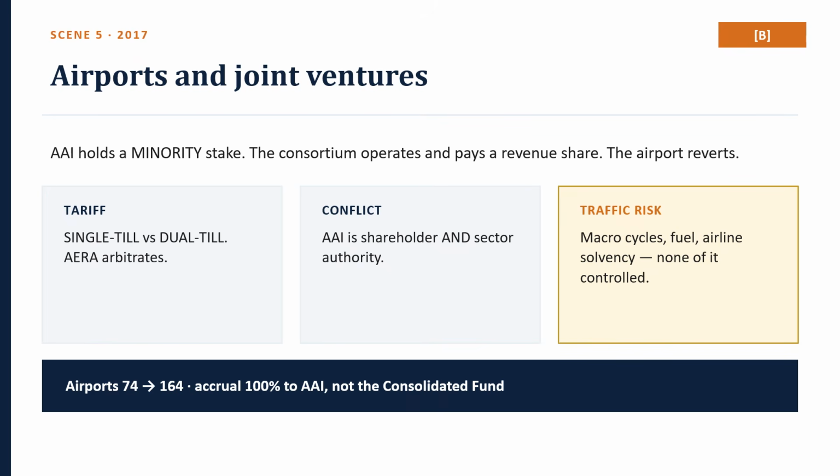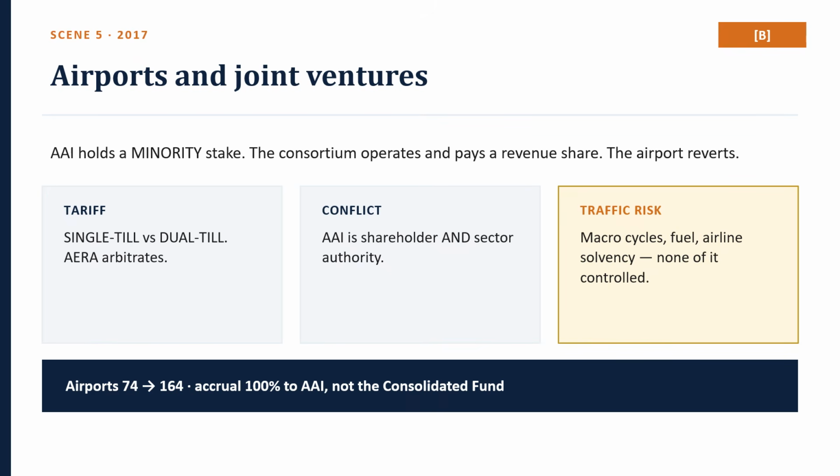A joint venture company is formed. AAI, the Airports Authority of India, holds a minority equity stake. The private consortium holds the majority and operates. The joint venture pays AAI a revenue share on gross revenue plus an upfront fee, and the airport reverts at the end of the concession.